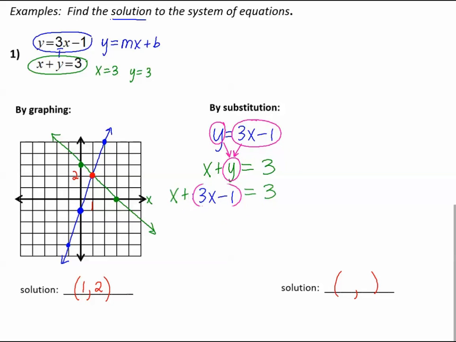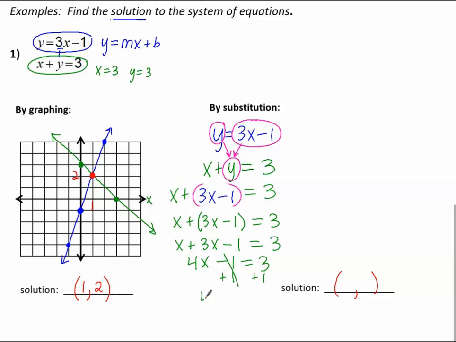Now we have an equation all in the same variable, all in x. Let's rewrite that equation. X plus 3x minus 1 equals 3. I don't have anything here to distribute, so I can take the parentheses away. Then I can combine like terms. X plus 3x is 4x. And then I can add 1 on both sides. So 4x equals 4. And dividing by 4, x equals 1. So I know that 1 is the x coordinate.